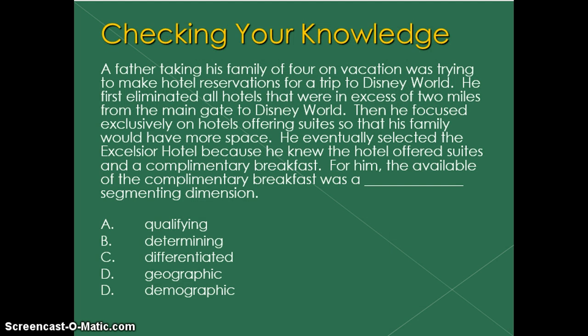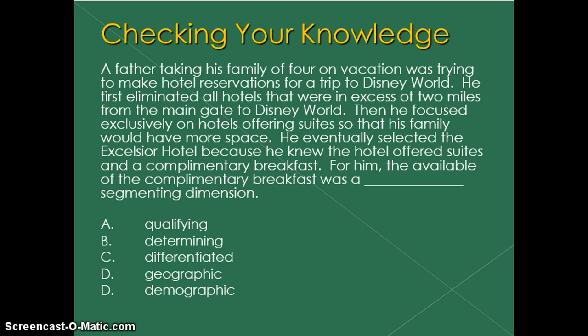All right, now in this here, checking your knowledge, simply states a father taking his family of 4 on vacation was trying to make hotel reservations for a trip to Disney World. He first eliminated all hotels that were in excess of 2 miles from the main gate to Disney World. Then he focused exclusively on hotels offering suites so that his family would have more space. He eventually selected the Excelsior Hotel because he knew the hotel offered suites and a complimentary breakfast. For him, the availability of the complimentary breakfast was a blank segmenting dimension.